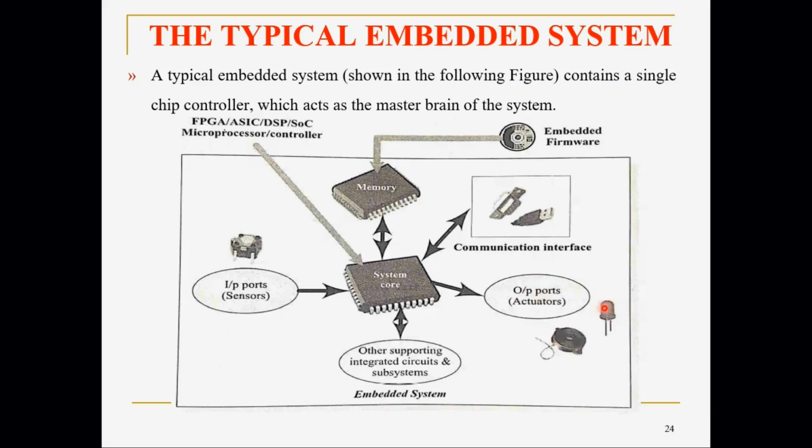Here there is an LED bulb, if you send some signal to the LED bulb, it glows, or there is a speaker, you can see, right? So these are the actuators. For example, when your microwave oven time is up, it starts beeping, right? The beep sound, that is a speaker. And some other supporting integrated circuits and subsystems. Some other ICs, if the embedded system is a little bit sophisticated. So these are the typical embedded system.